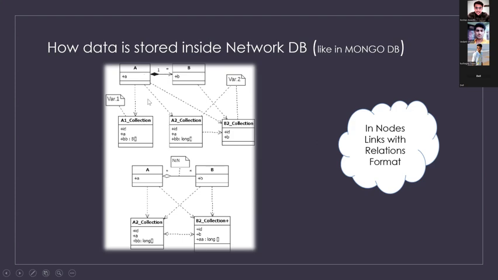Like this, if the A1 dot collection wants to access the B2 dot collection, firstly it will have to link with the B server, and then the B server will provide access to the B2 collection and the data inside it. So this is how the network database works.